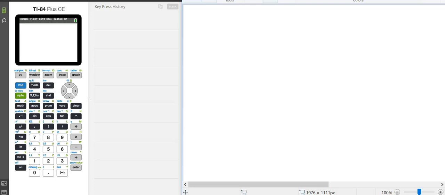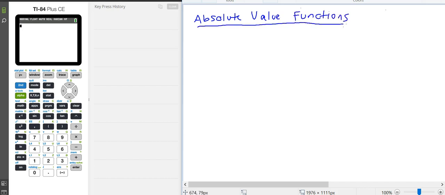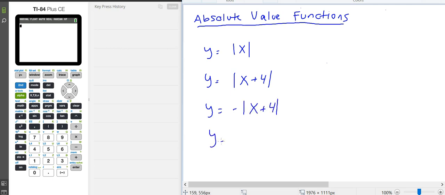In this video, we're going to discuss absolute value functions. An absolute value function is y or f of x equal to the absolute value of any variable, or y is equal to the absolute value of any variable plus or minus something, y is equal to negative the absolute value of some variable plus or minus something, or y is equal to negative the absolute value of x plus 4 minus 2. Let's graph some of these on the calculator and see how they look.